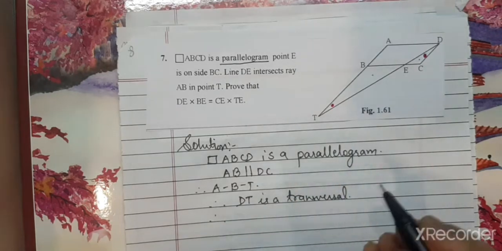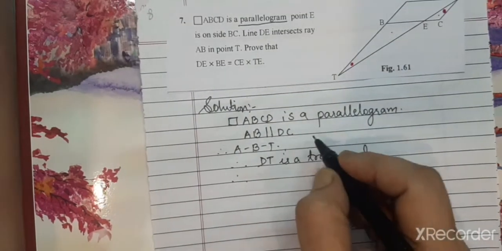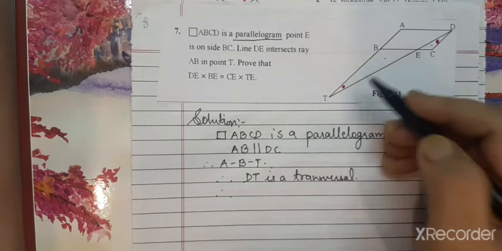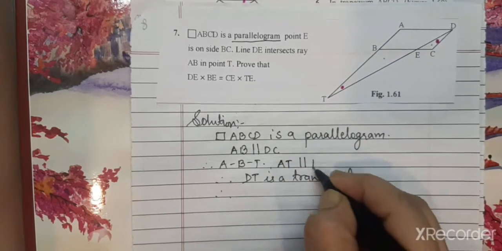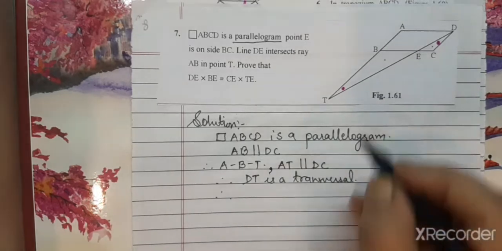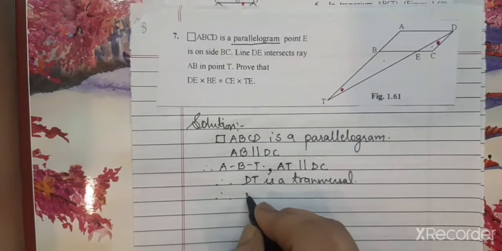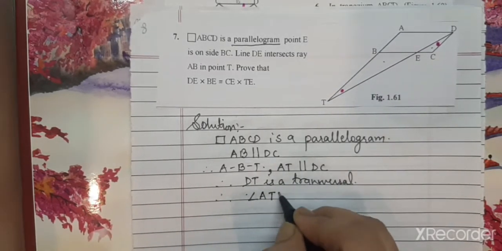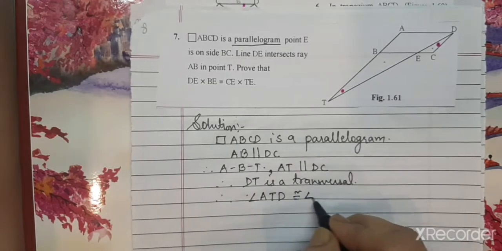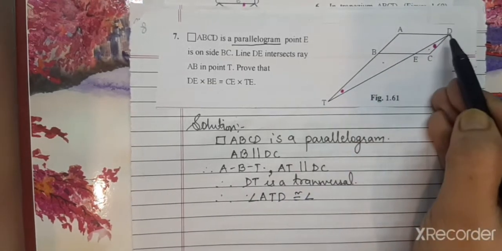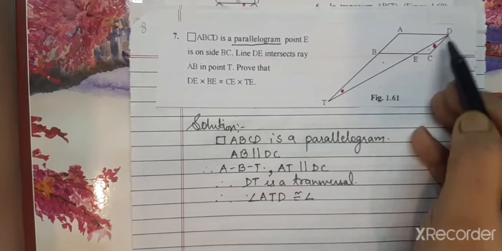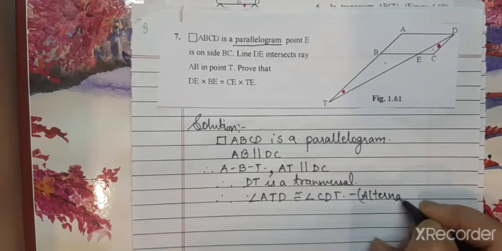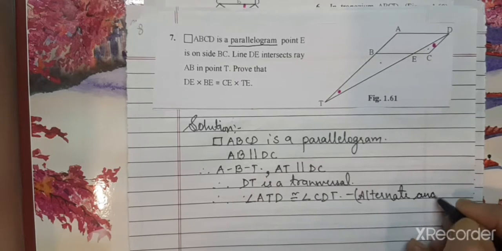Okay, so we write here, since A dash, B dash, T, if AB is parallel to DC, we can write AT is also parallel to DC. Okay, and if DT is a transversal, I can write that angle ATD is congruent to angle CDT. Reason: alternate angle theorem.